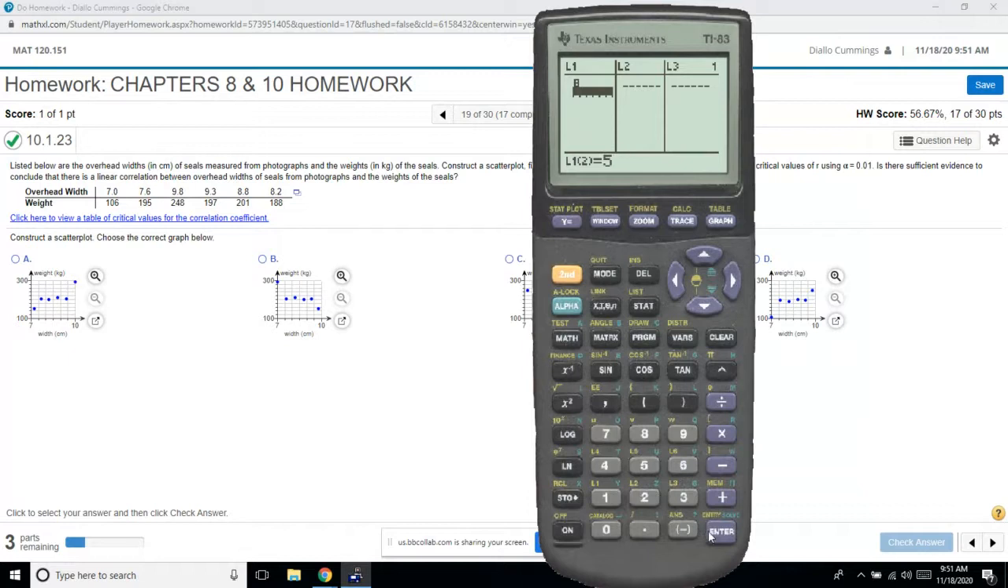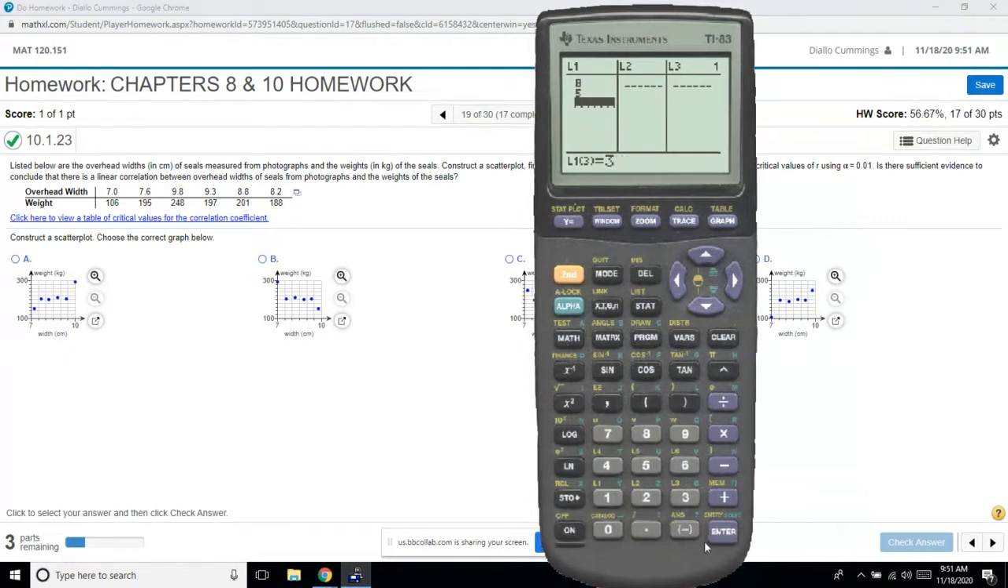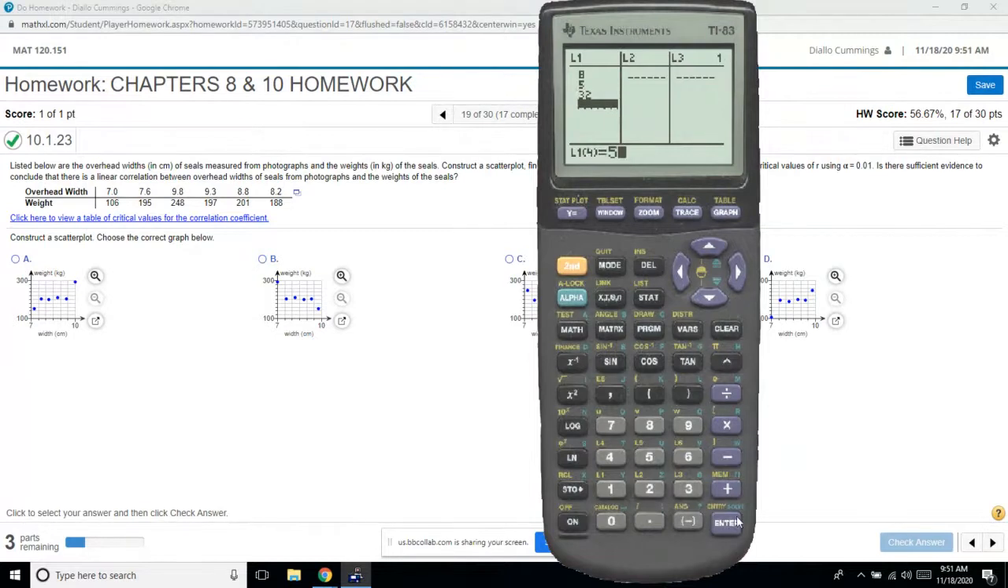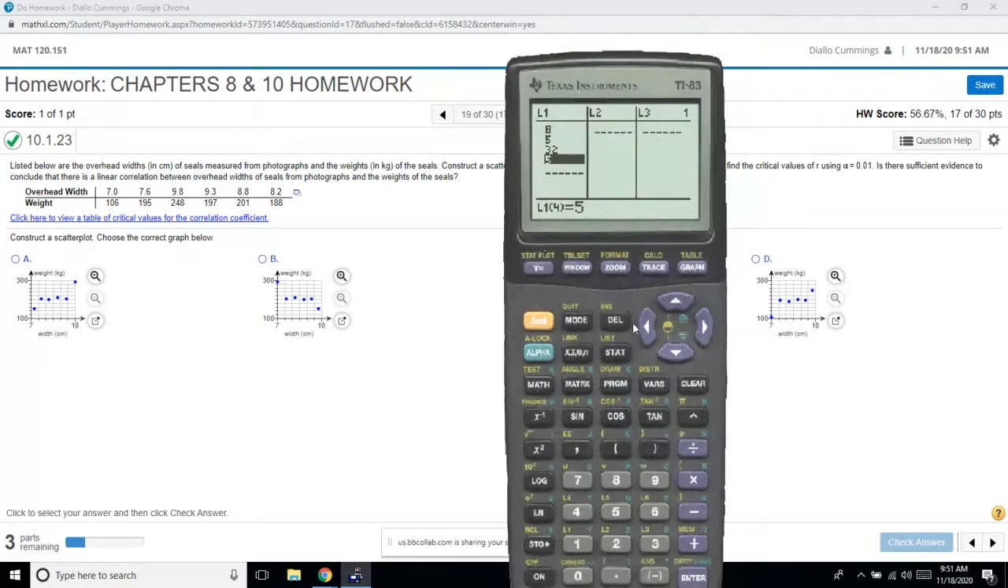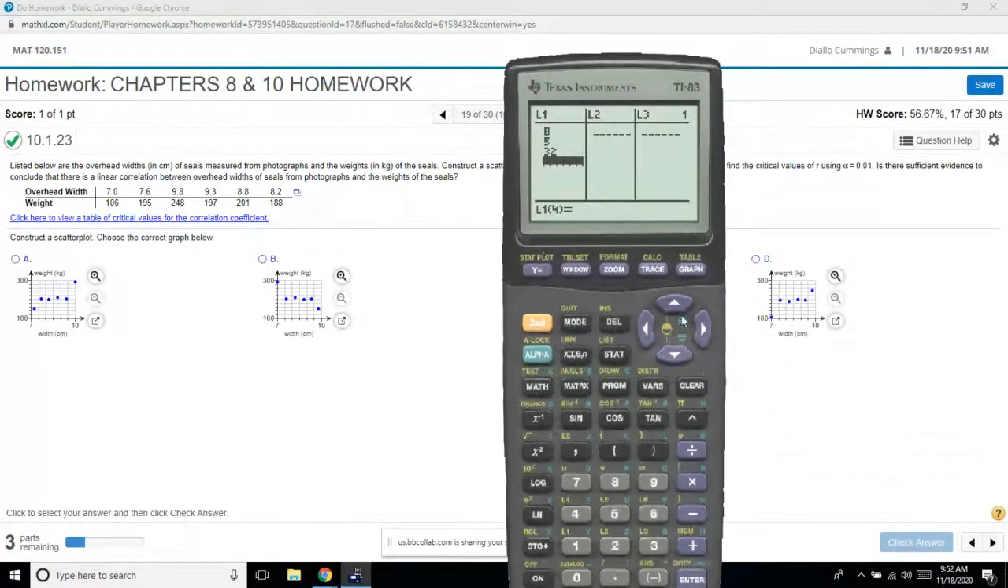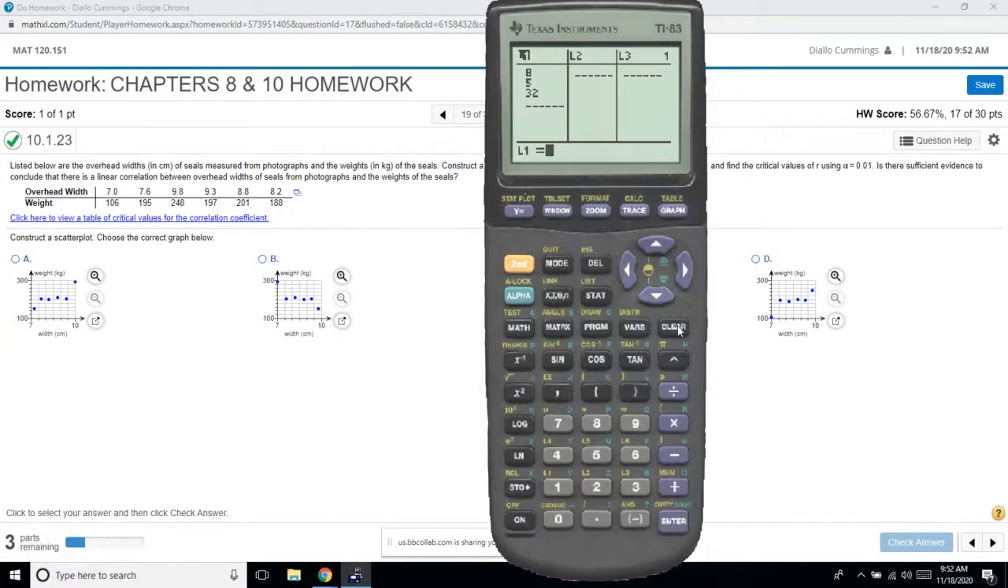Let's say you have some data in your list. I'm just putting some random numbers in. In order to clear my list, I could go in and hit delete for every entry. Or if I had a lot of numbers in my list, I could go to the very top, hit Clear and Enter, and that would erase all of the numbers in the list.